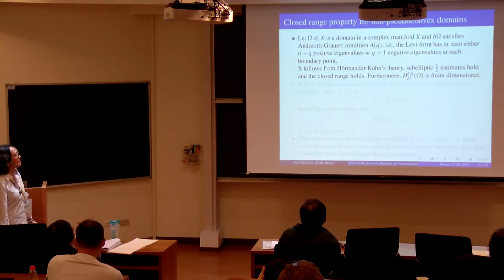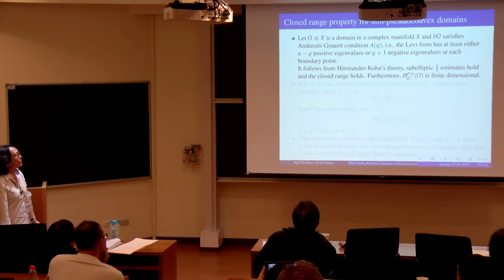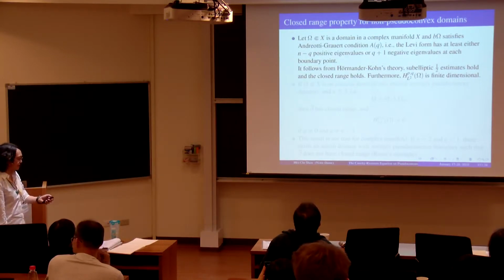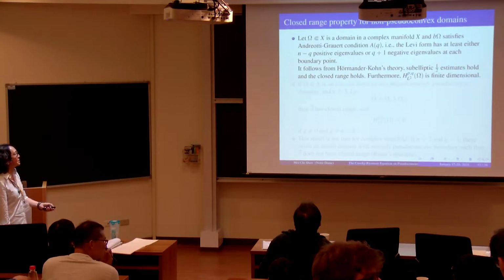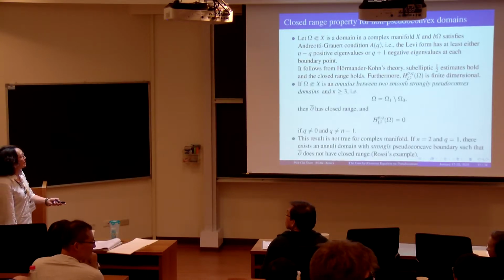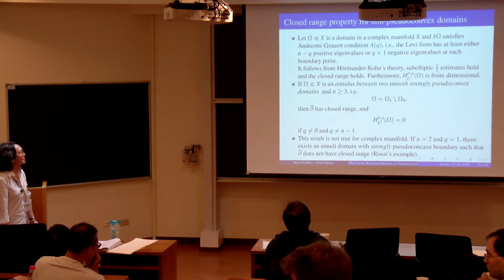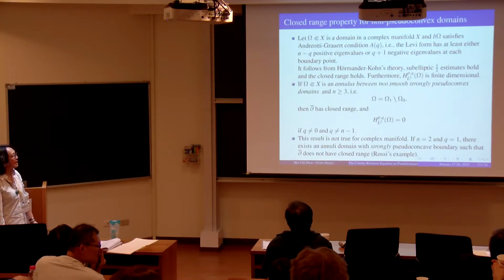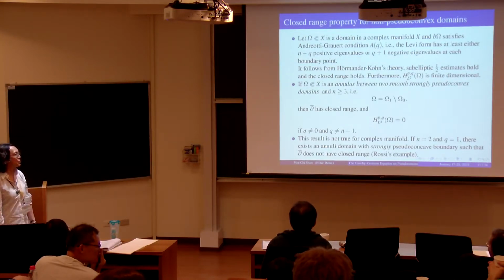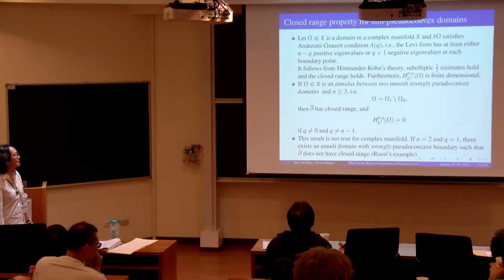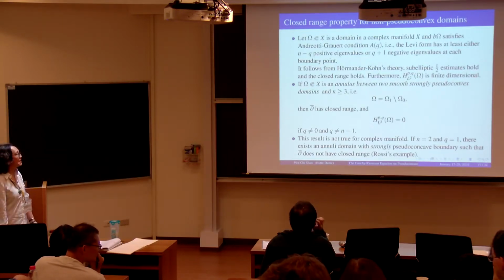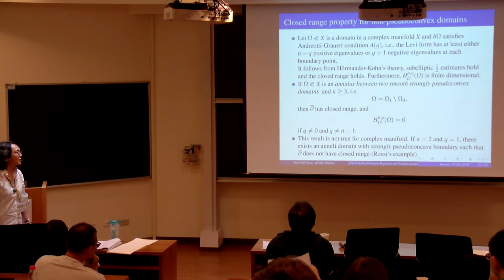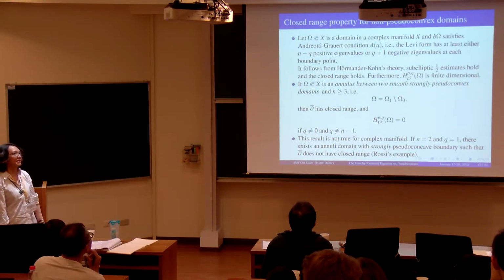And this was extended by Hörmander and Kohn to prove the subelliptic 1/2 estimate. So in this case, one has closed range and also finite dimensional cohomology. And from this result, we can apply it to the annulus between two strongly pseudoconvex domains, and we will get that the L2 Dolbeault cohomology vanishes. However, this result will not apply when n is equal to 2 and q is equal to 1 on a general complex manifold.